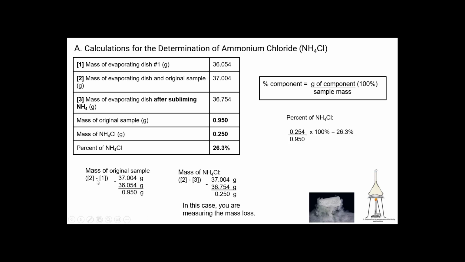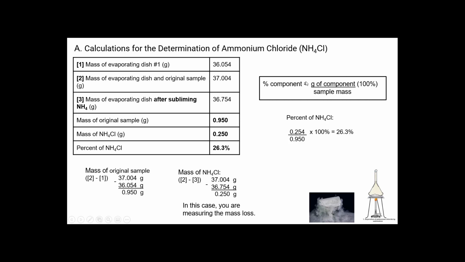So I also put up these little brackets so you can see what the steps are that you need to do. So in this case, you need to subtract 2 from 3. This is the mass of evaporating dish and original sample, and 3 should have a smaller amount because the ammonium chloride is gone. Then you subtract those, giving you the mass of the ammonium chloride that left.